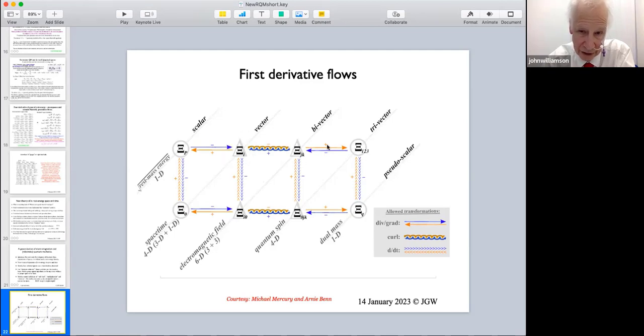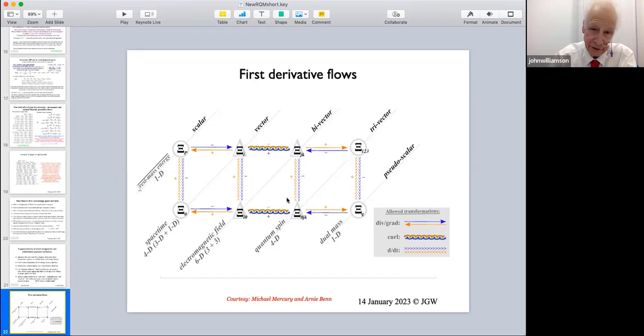Curl of the vector potential is the magnetic field. Curl of the electric field is the spin. So these are curl relationships. These are d by dt's, the arrowheads. The arrows themselves are divergence or grad.